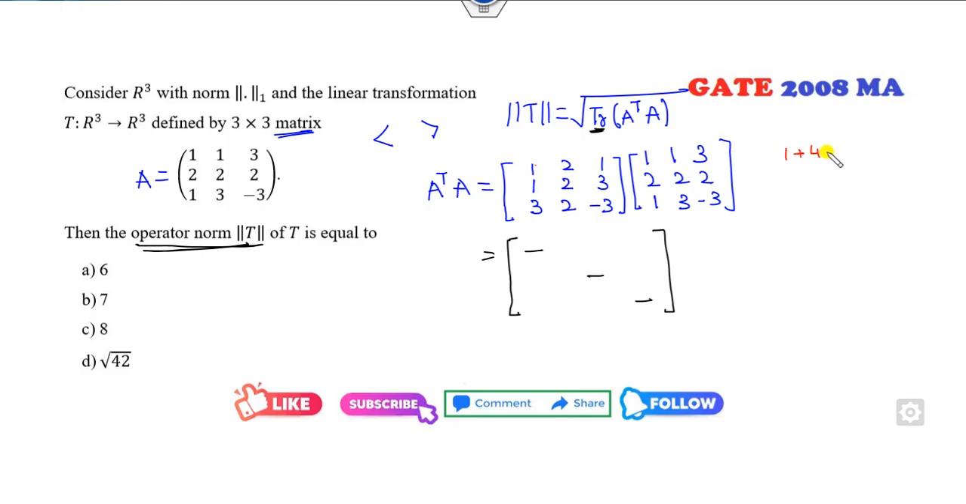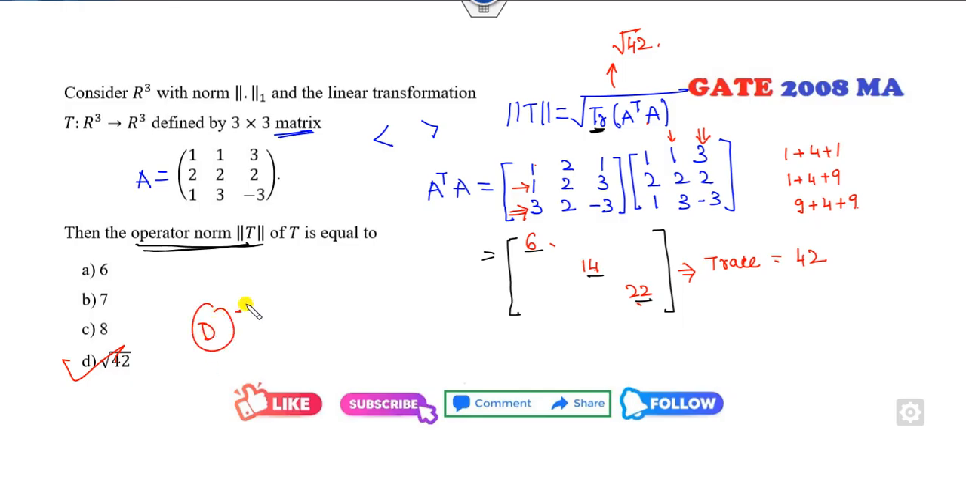So 1 plus 4 plus 1, 6. Second is second row, second column: 1 plus 4 plus 9, 14. Third row, third column: 9 plus 4 plus 9, so 22. So what is the trace of this? The trace will be 6 plus 14 plus 22, it's 42. I can substitute here. Root 42 is my right answer of this problem.